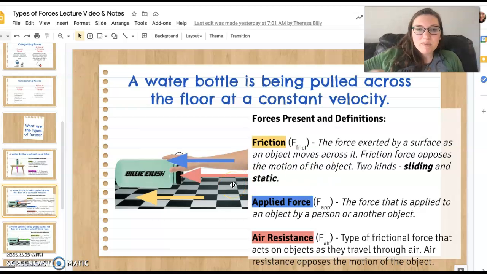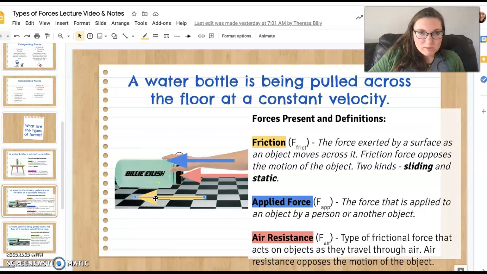So if I'm pulling a water bottle across the floor, then friction is just the rubbing. The frictional force is going to take some energy away from the system, right? If I'm pushing or pulling through the air, it's going to have less of an impact than if I'm pushing or pulling across a surface.